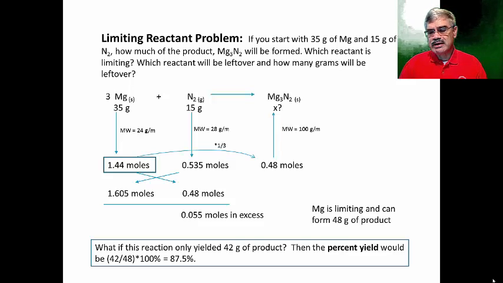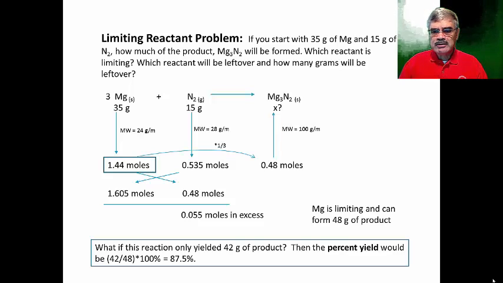I asked the question, okay, theoretically, if you started with this many grams of magnesium, this many grams of nitrogen, theoretically you would form 48 grams of the product, magnesium nitride. But what if you actually perform the reaction and you obtain 42 grams of product? This is reality. Sometimes some spills, we can't get it all out of the beaker. We don't let the reaction occur long enough. Maybe there's some impurities or whatever.